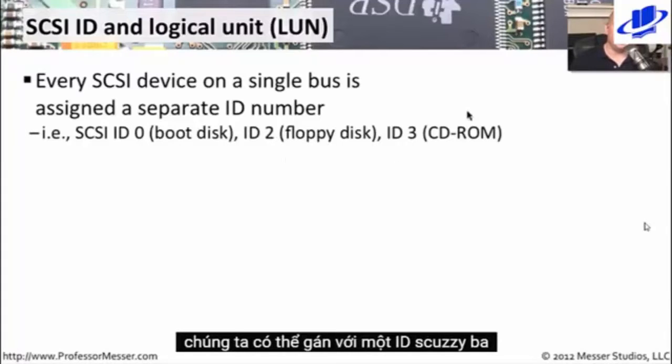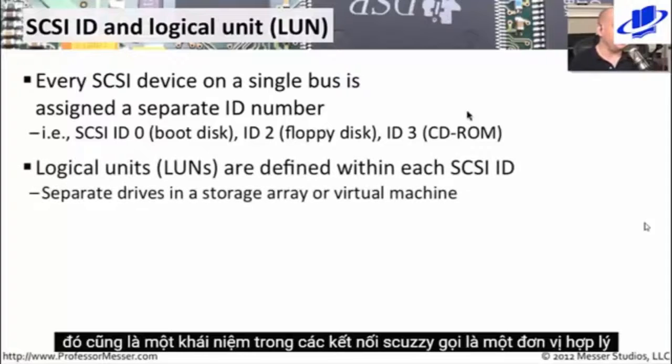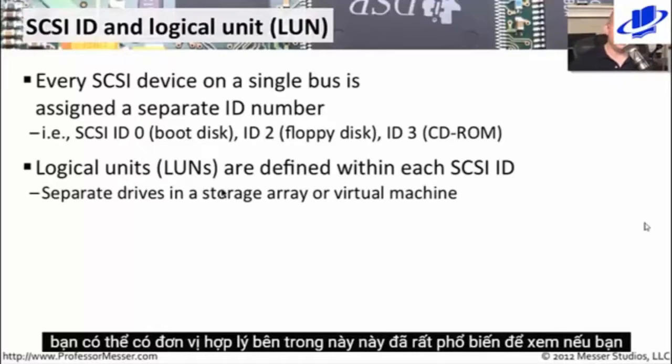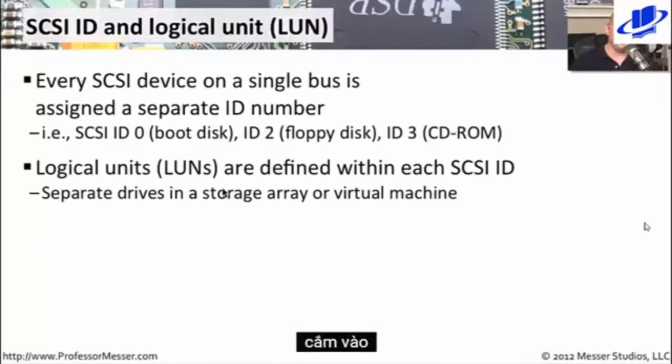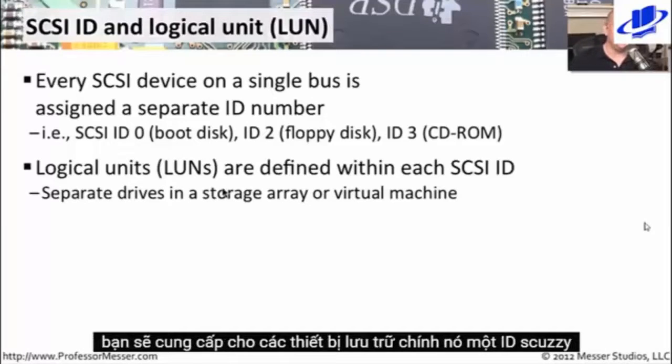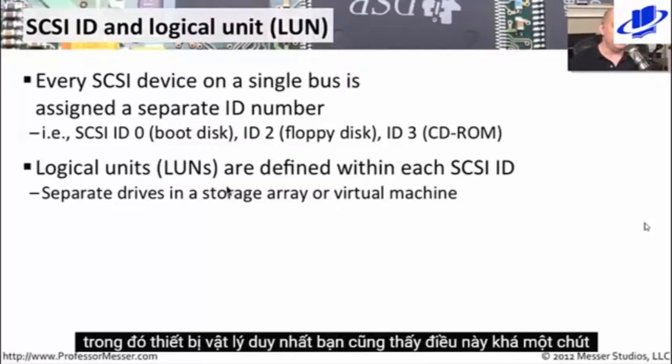If there's a CD-ROM, we might assign that with a SCSI ID of 3. There's also a concept within SCSI connections called a logical unit. So within each physical SCSI ID on that interface, you might have logical units inside of this. This was very common to see if you were plugging in an external SCSI storage device that had multiple hard drives inside of it. You would give the storage device itself a SCSI ID, and then there would be logical units assigned to the individual drives within that single physical device.